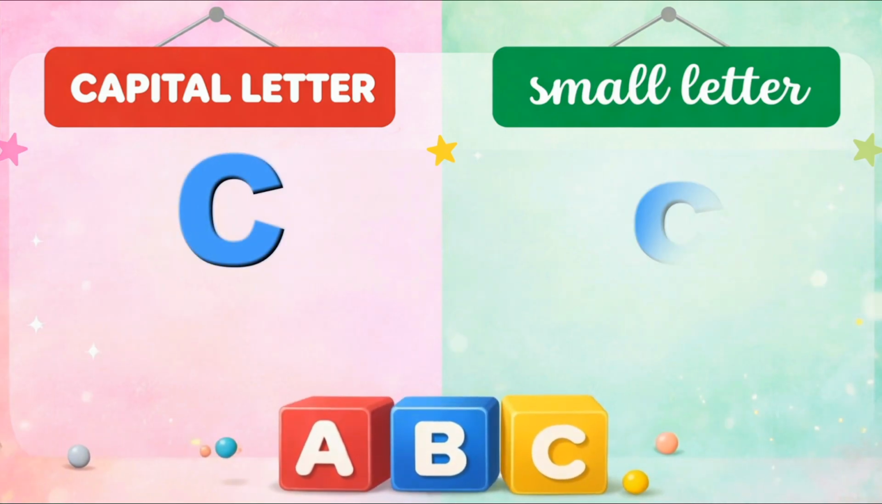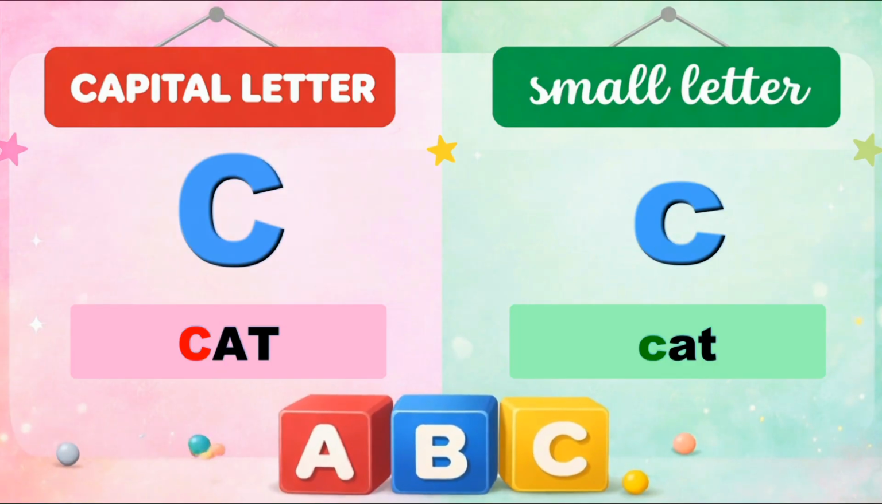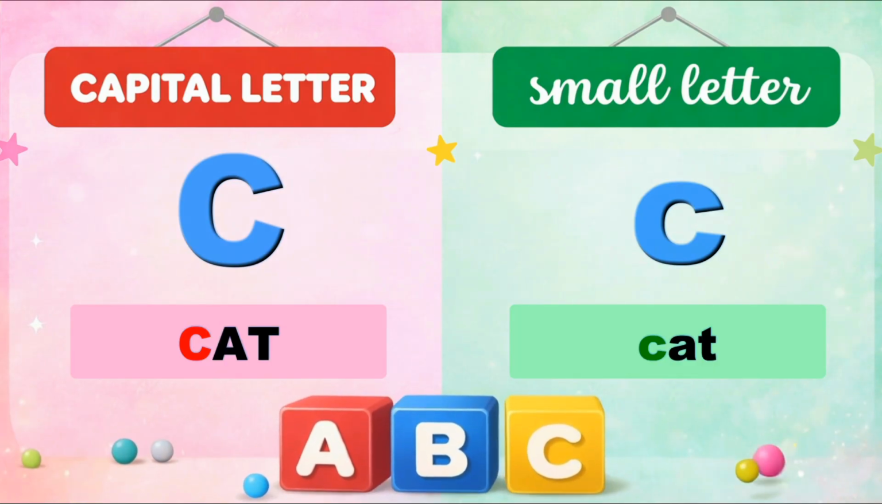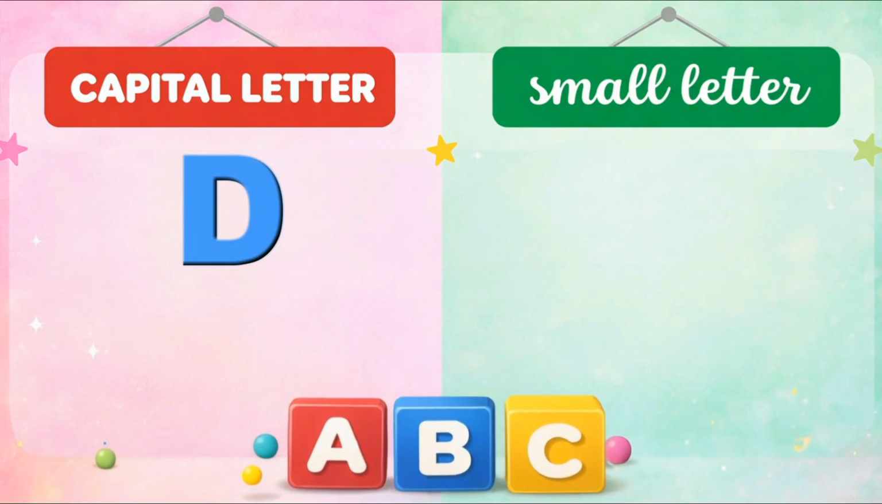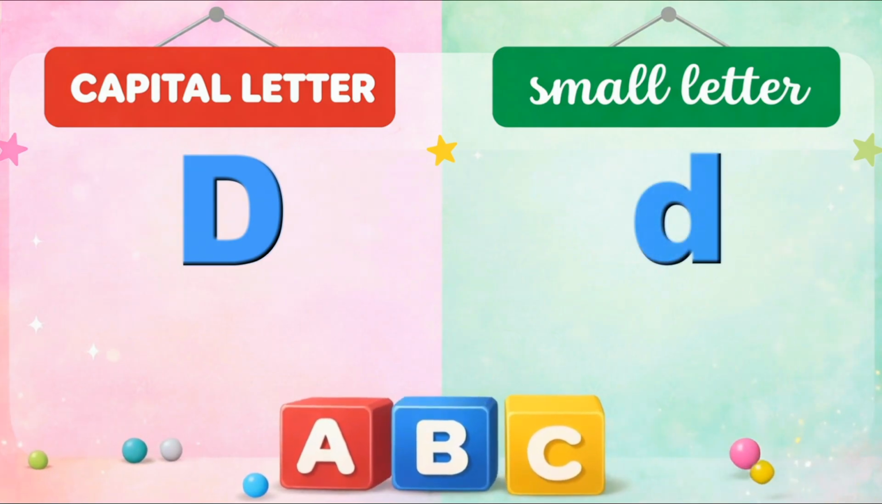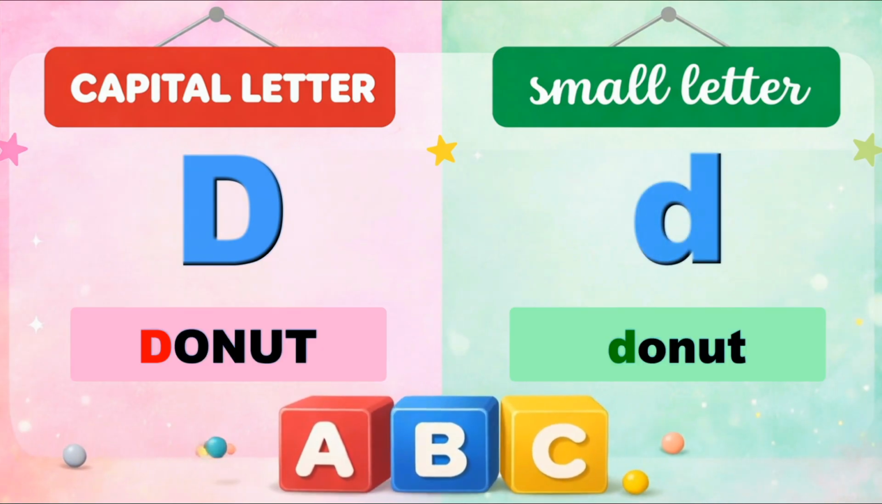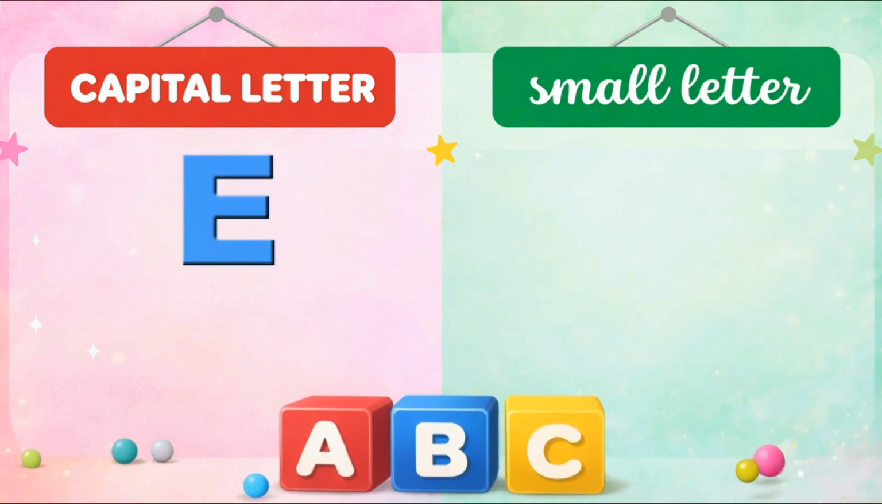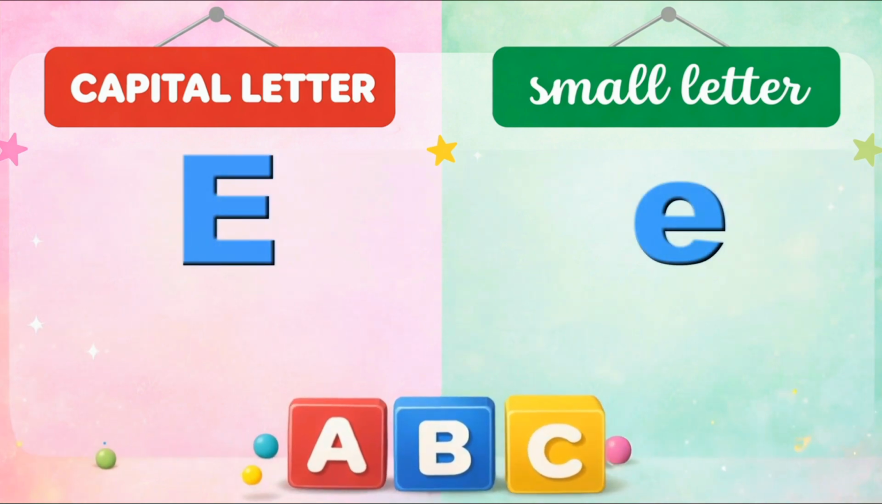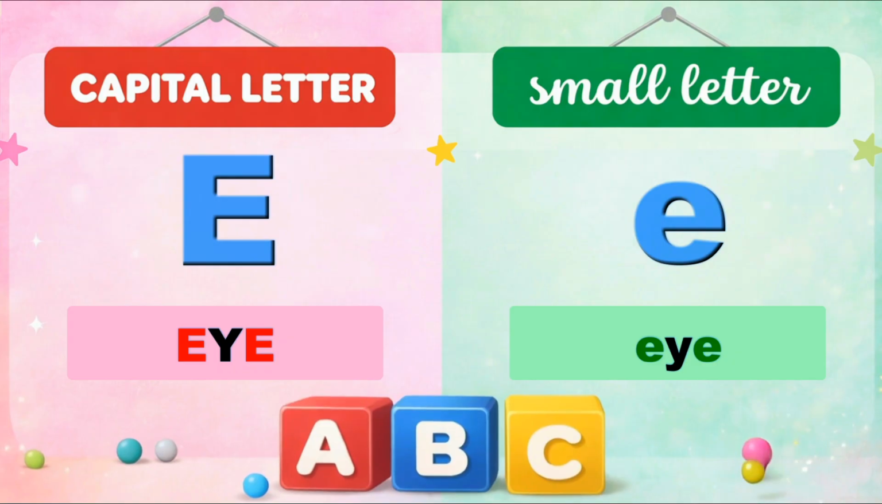Capital C, small c. C is for cat. Capital D, small d. D is for donut. Capital E, small e. E is for eye.